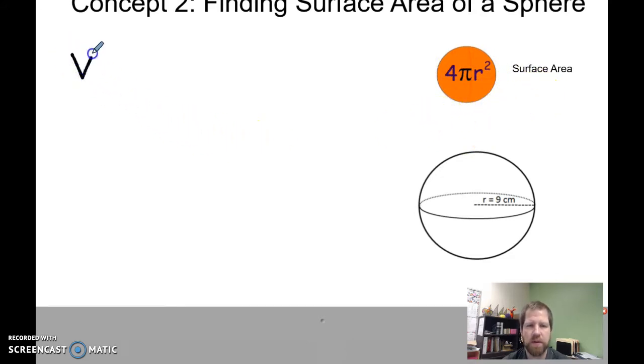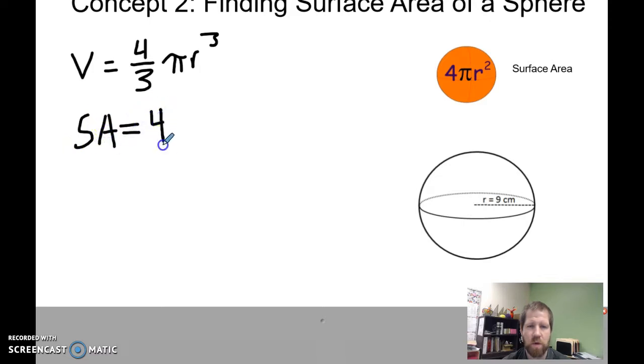Remember, the volume of a sphere is 4/3 pi r cubed. The surface area is just 4 times pi r squared.